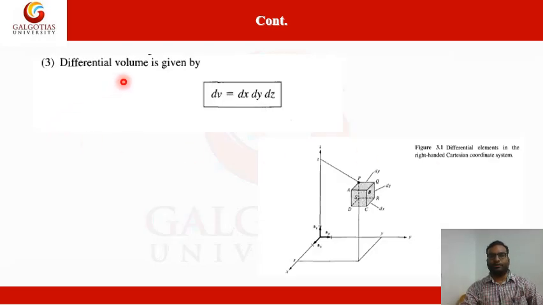Now the differential volume. As we know, volume's unit is cube, like meter cube, centimeter cube. So whatever the figure or calculation is, we consider all the parts. So the differential volume dv is equal to dx dy dz, meaning all the lengths of this figure.